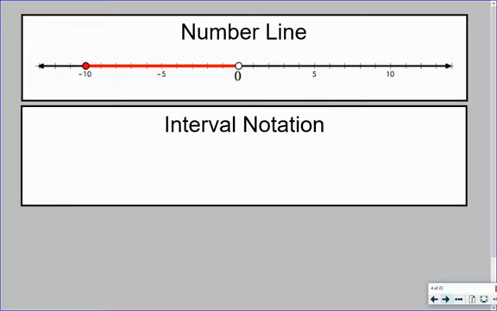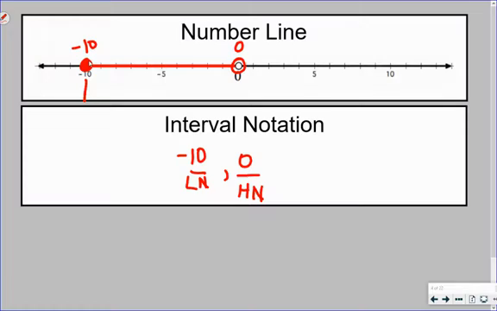Now we're going to look at it a little bit different. This time I don't have an arrow. I have a closed circle on this end, and I have an open circle on this end. I actually think these are a little bit easier. So what is the lowest number for my values? It is -10. What is my highest number? Well, it's 0. So that's my highest number. This was my lowest number.